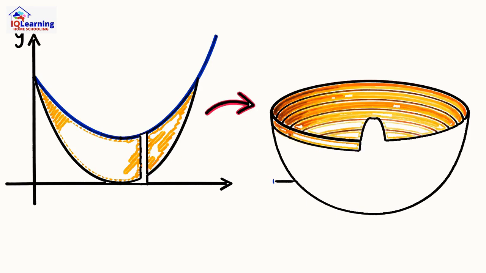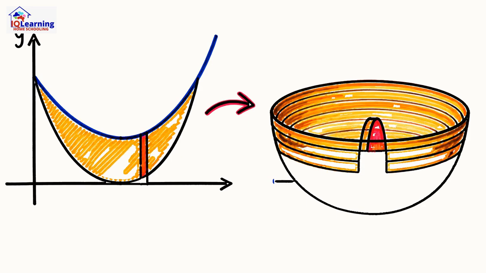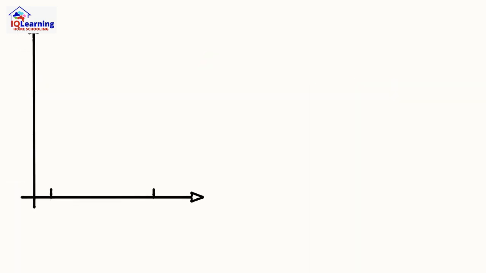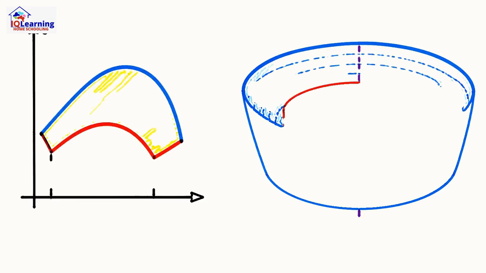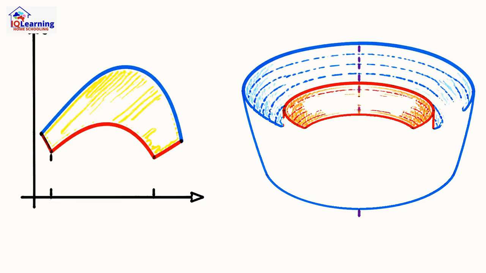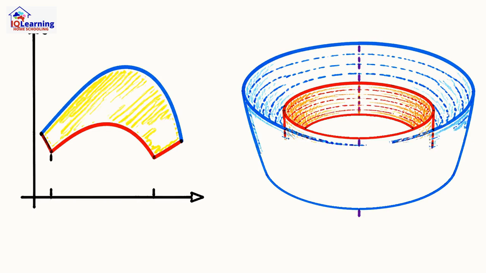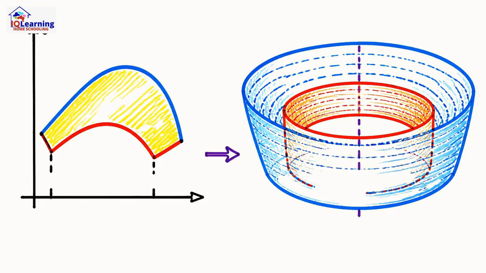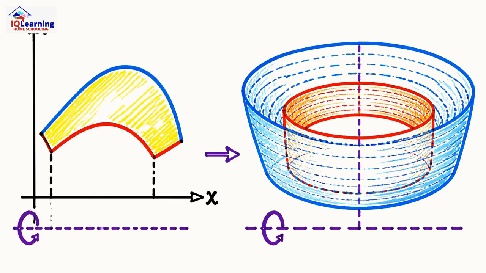Think of it as stacking an infinite number of paper-thin coins to find the total volume of a solid, like a bowl. If there's a gap between the area and the axis, you get a hole in your solid. For this, we use the washer method, which is like stacking countless thin washers. It calculates the volume of the outer disk and subtracts the empty space of the inner hole.